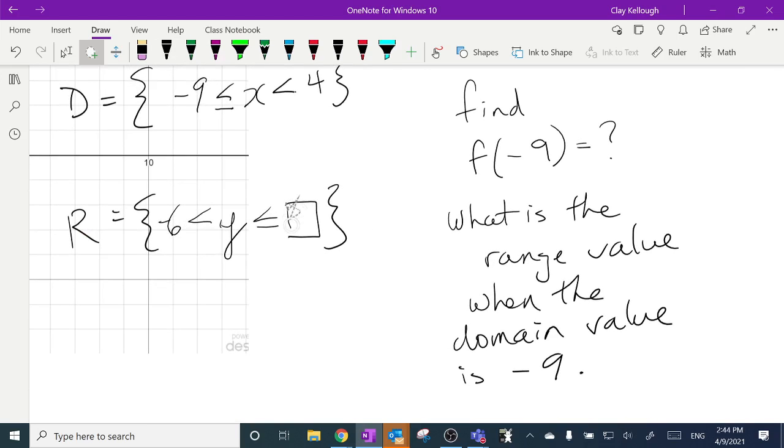Here, let me erase the box. Oops, that's not my eraser. 15 fourths would be good. Or, you like decimals better? Fine, you can have decimals. What decimal is that?